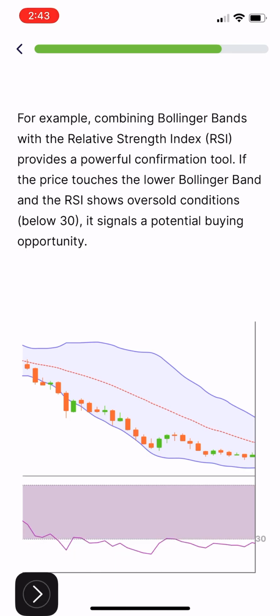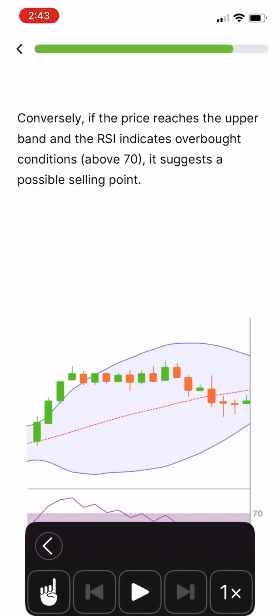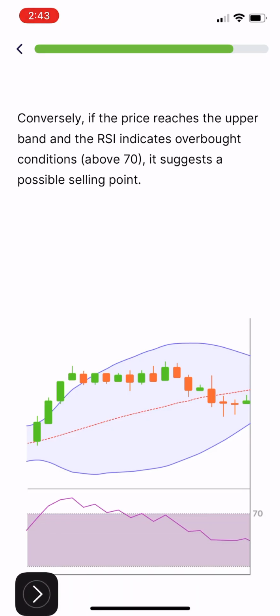For example, combining Bollinger Bands with the Relative Strength Index, RSI provides a powerful confirmation tool. If the price touches the lower Bollinger Band and the RSI shows oversold conditions, below 30, it signals a potential buying opportunity. Conversely, if the price reaches the upper band and the RSI indicates overbought conditions, above 70, it suggests a possible selling point.